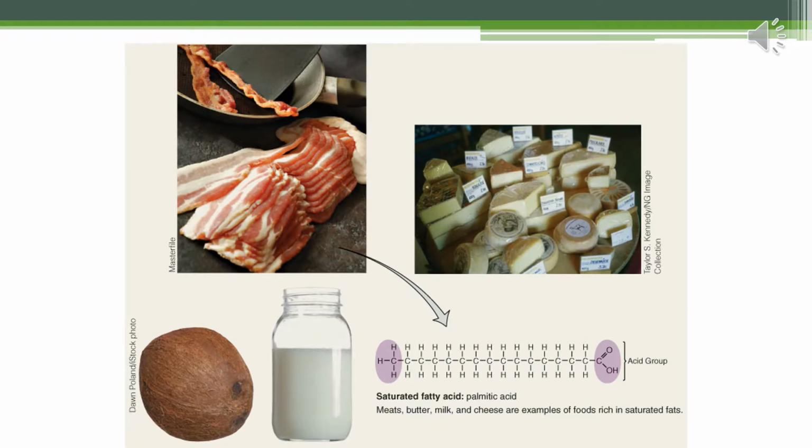Here are some foods which contain a high level of saturated fats. So we have bacon, other meats, butter, milk, and cheese. Also, coconut milk is high in saturated fat. It kind of stinks that something like bacon tastes so good but is yet so bad for you.